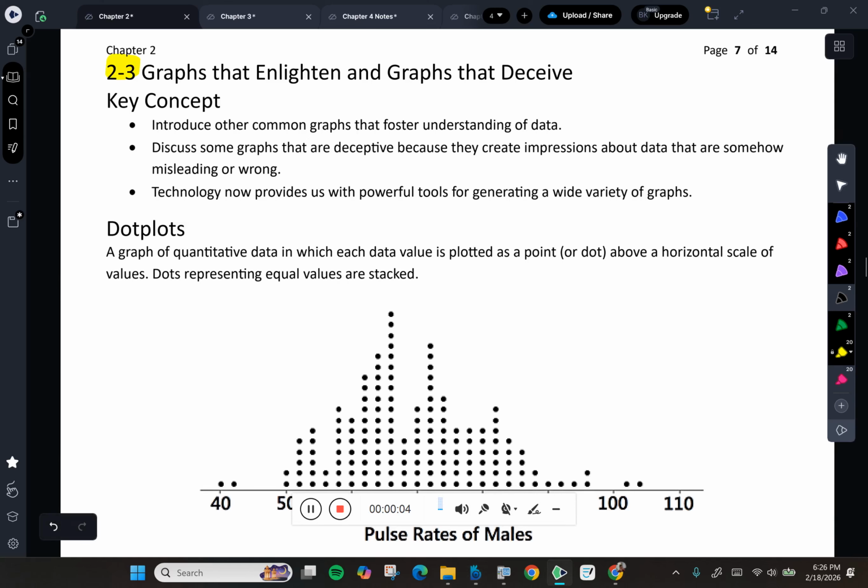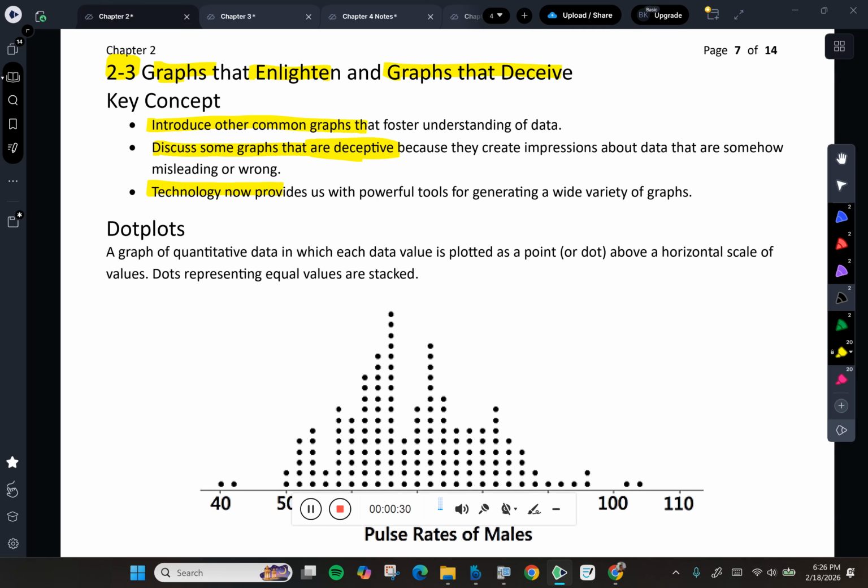We're going to take a look at some more graphs, graphs that are good, and we'll also take a look at some graphs that are bad. The key concepts of this section are to take a look at some more common graphs that are used, and we'll talk about some ways that graphs can be deceptive or misleading. And then, we'll talk about how, basically, no one graphs by hand. Everyone uses technology to create these graphs.